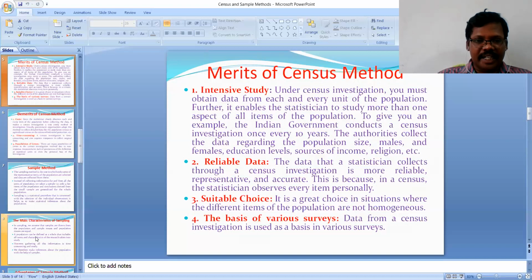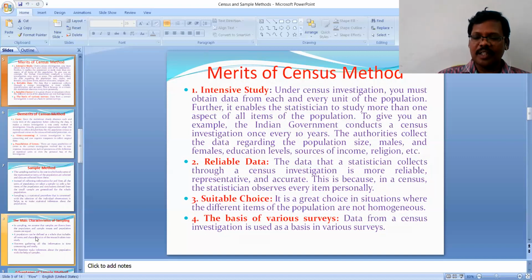The authorities collect data regarding the population size, male, female, education levels, sources of income, religion, area. So all these particulars we are going to take. Each and every piece of information is available with the government when the population census is taken. So when the total information about the population is available with us, that data can be used for anything.